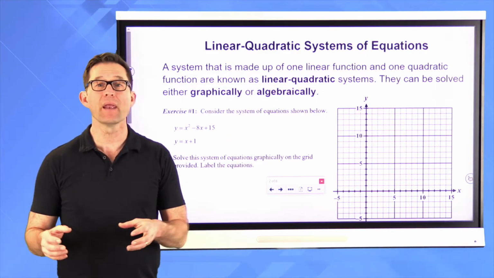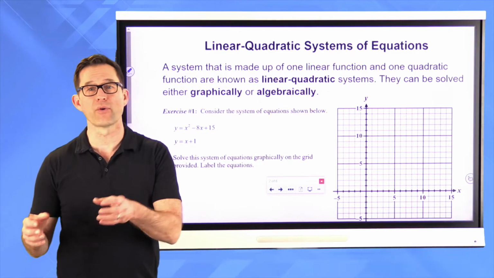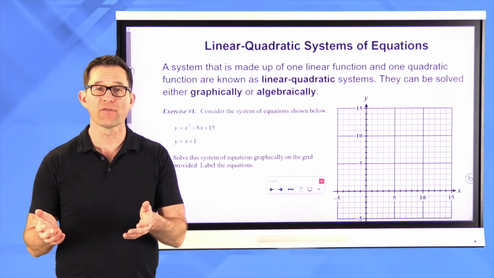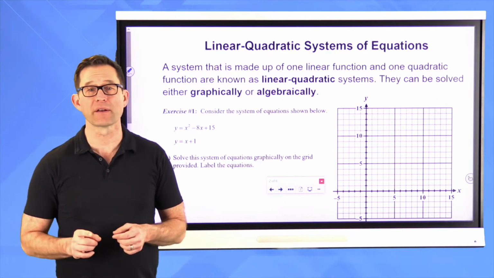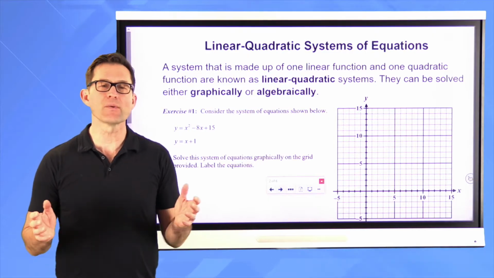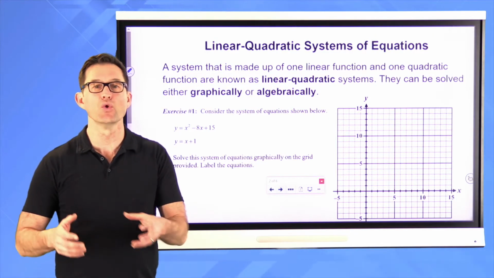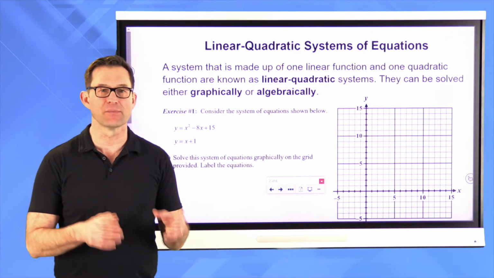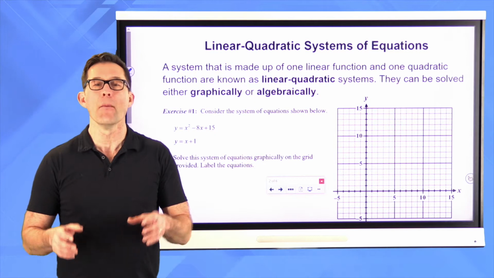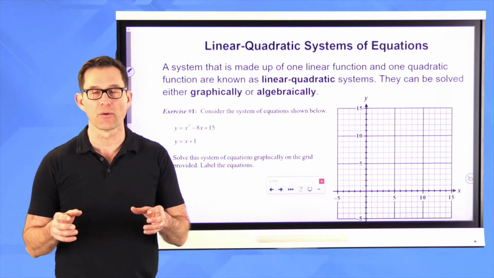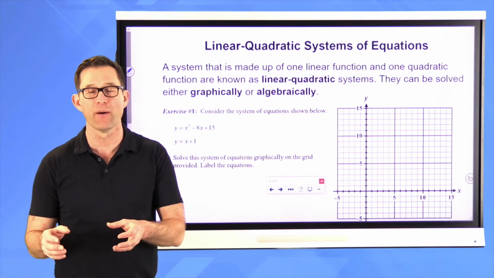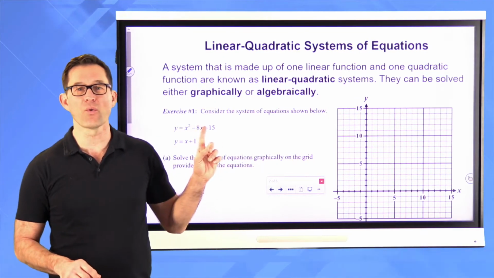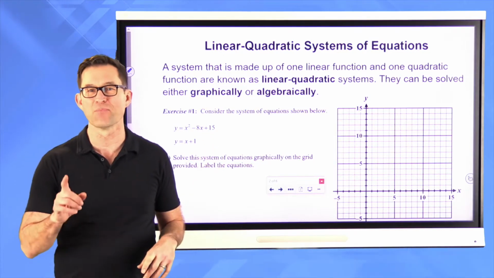A system that is made up of one linear equation and one quadratic function is known as a linear quadratic system. They can be solved either graphically or algebraically, and you're expected to know how to do both of them. Just remember, a system of equations is just two or more equations. Way back when we were solving systems by substitution or elimination, both of the two equations were linear, meaning that the highest power in both of them was x to the first, y to the first. Now we're going to throw in one quadratic function and one linear function, and we're going to solve it.